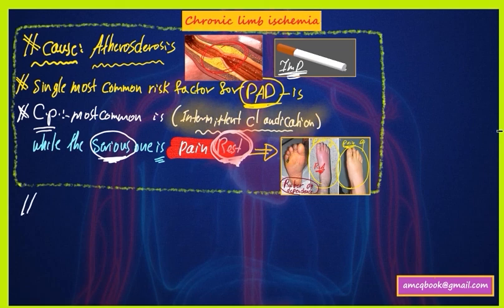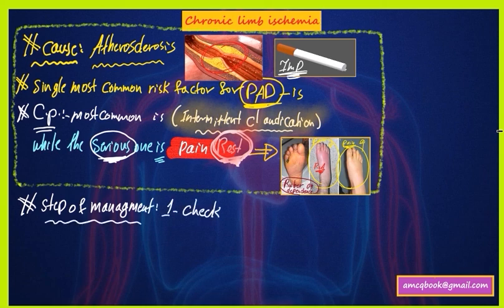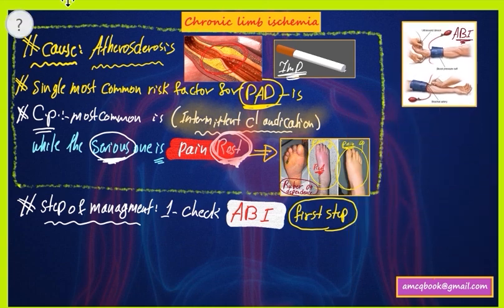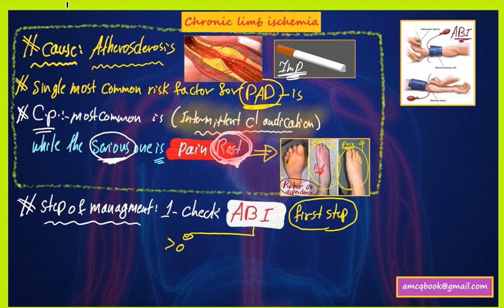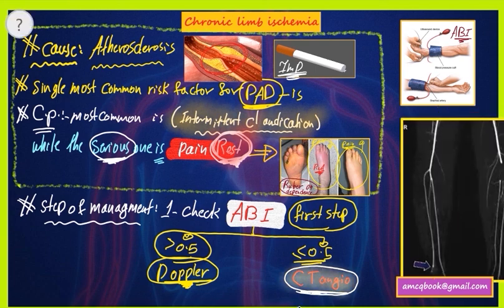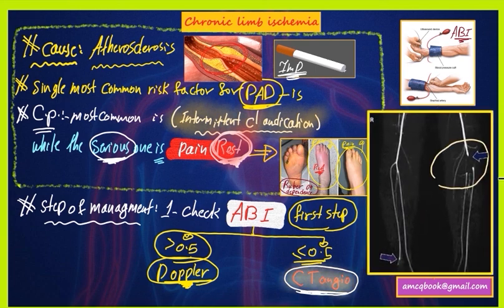Steps of management include, first of all, checking the ankle brachial index, which is very important, and this is the first step, usually done through the examination. If the ankle brachial index is more than 0.5, meaning mild obstruction, the next step will be Doppler. While if the ankle brachial index is less than 0.5, this means severe narrowing or obstruction, so the next step will be CT angio. Here we cannot depend on Doppler anymore because this is a risky condition, so we need CT angio.